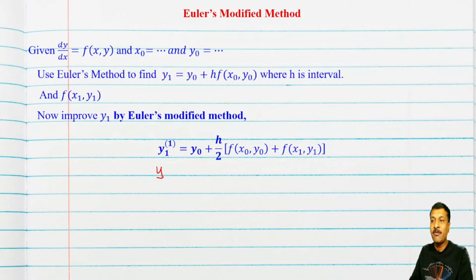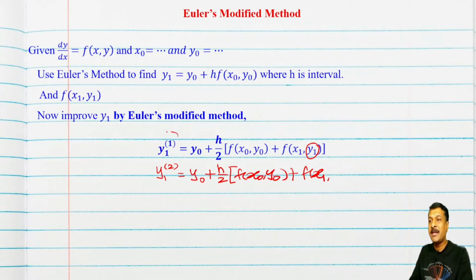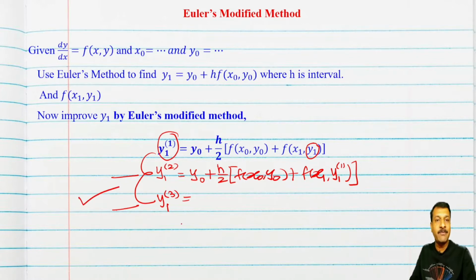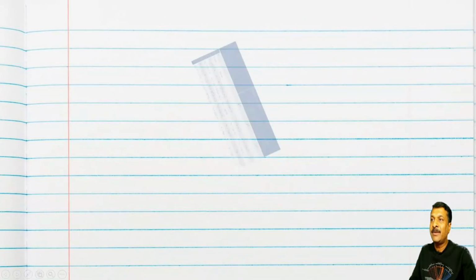Similarly, I can find y1 at the second position with the same formula. What is that? y0 plus h by 2 times f of x0 y0 plus f of x1, but now this y1 I will replace by the new value of y1, that is y1 at first position. So again I will find y1 at third position. Continue this method, and when we get similar values of y1, then it is supposed to be the final answer. So just see this table, I will explain.